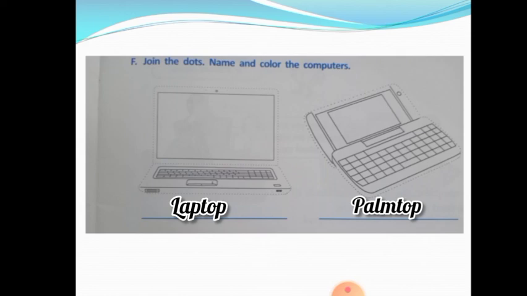So write the name of the pictures in the dashes. Yes, children, we have finished the chapter 1 book exercises. Do it in your content book.